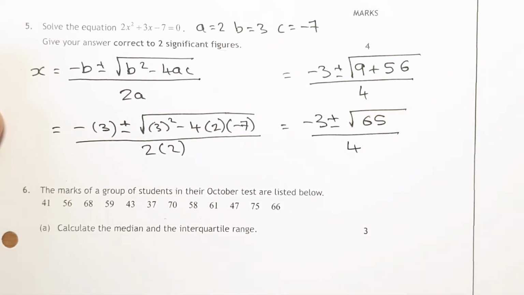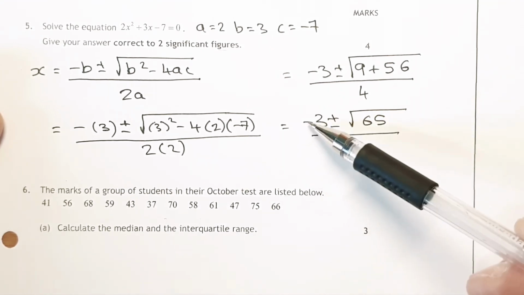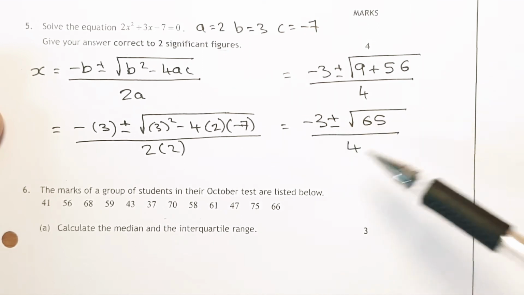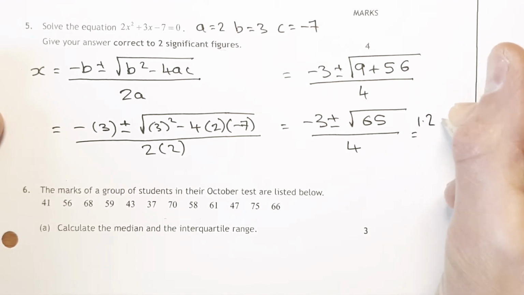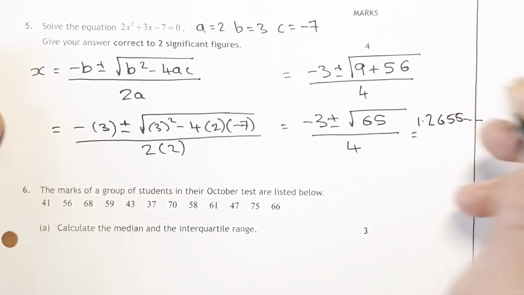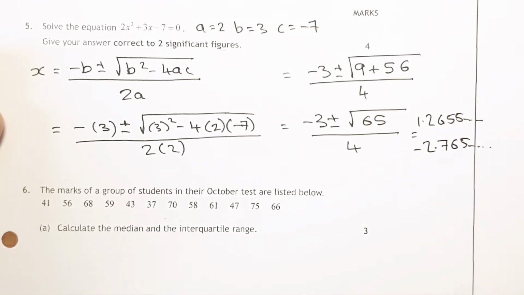So in your calculator, you're going to do two things. You're going to do negative 3 plus root 65 over 4, and again negative 3, but this time minus root 65 over 4. So the two answers that you get are 1.2655, etc., and you get negative 2.765, etc.